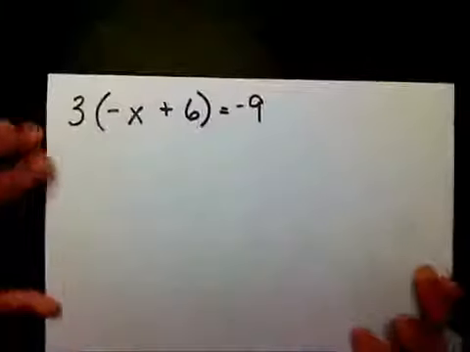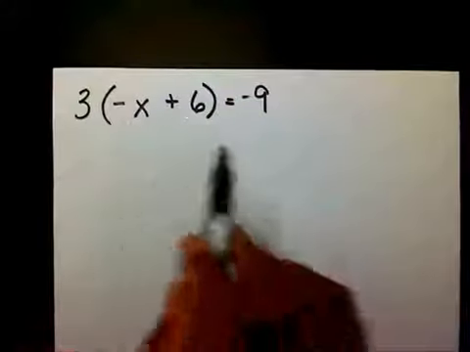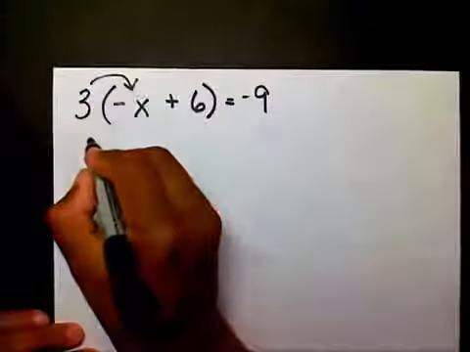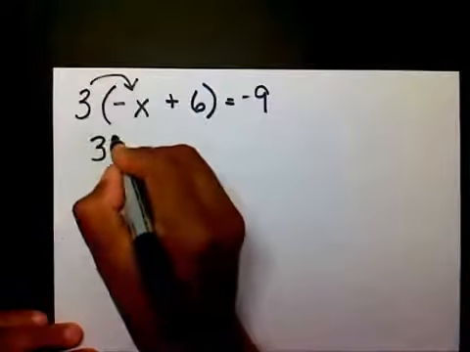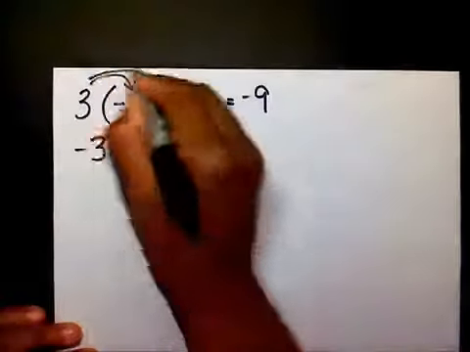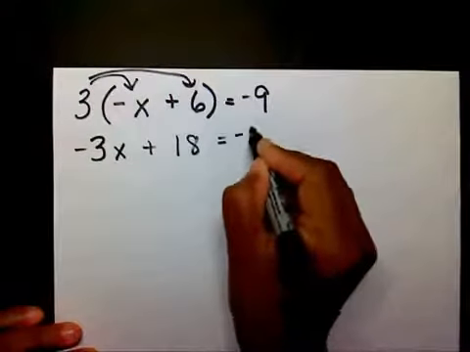The last one we're going to work today is 3 times negative x plus 6 equals negative 9. Then apply the distributive property. 3 times negative x is negative 3x. 3 times 6 is positive 18 equals negative 9.